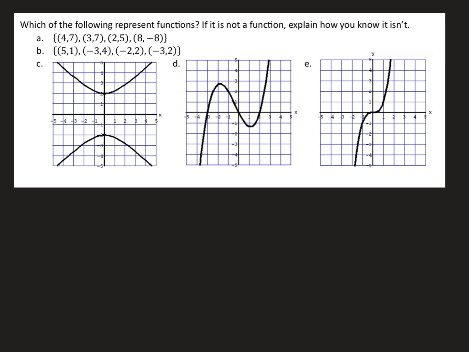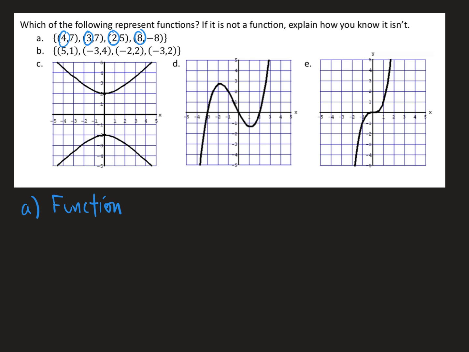So with part A, you can see here we have a set of ordered pairs, and really what we're doing is we are comparing all of these x values, and we're just trying to see if any x's repeat. So I see 4, 3, 2, 8, no x values repeat, so this is a function. And that's all we need to know, that it is a function. I only ask that you explain if it's not a function when it isn't.